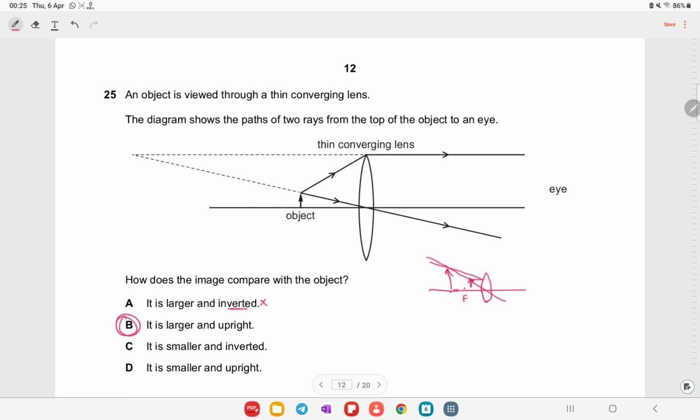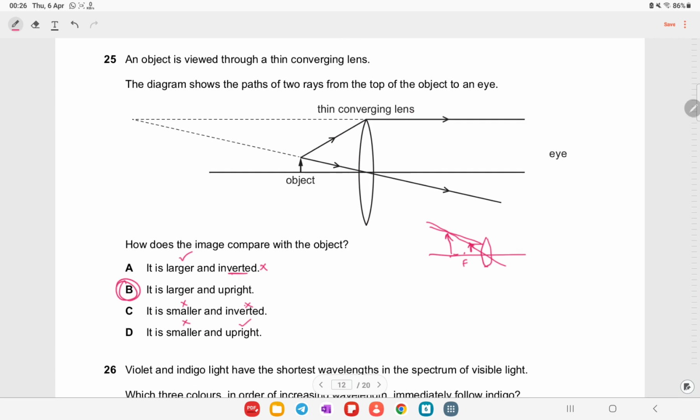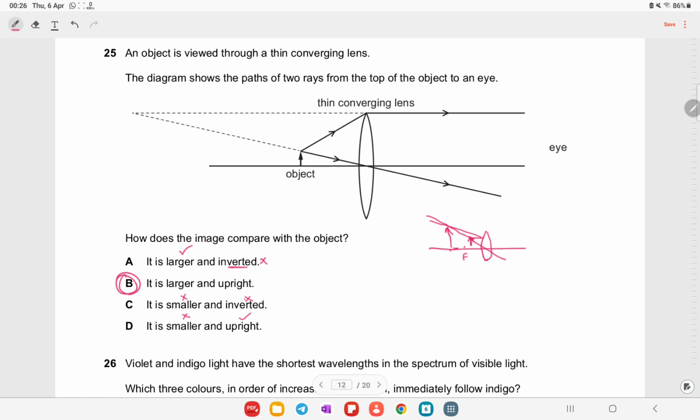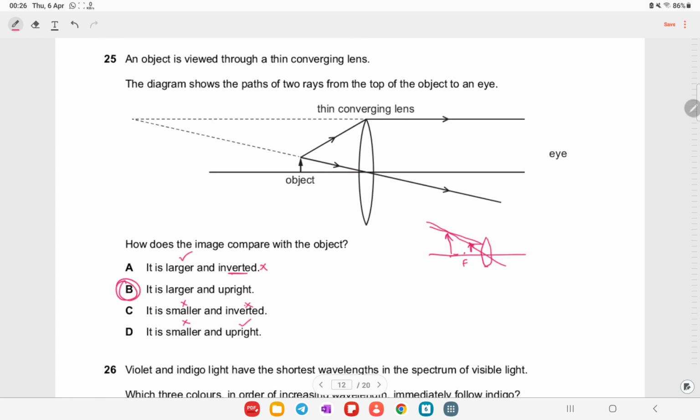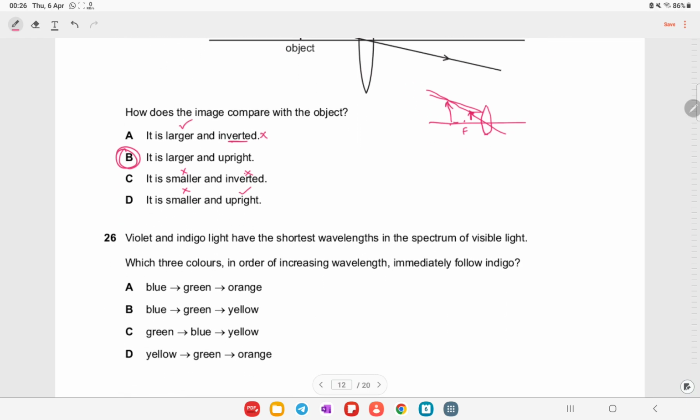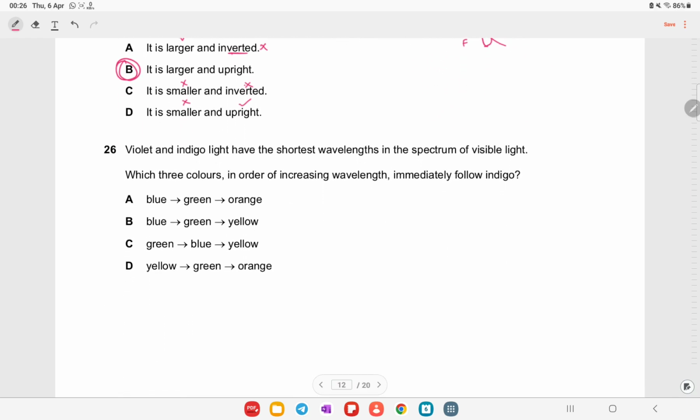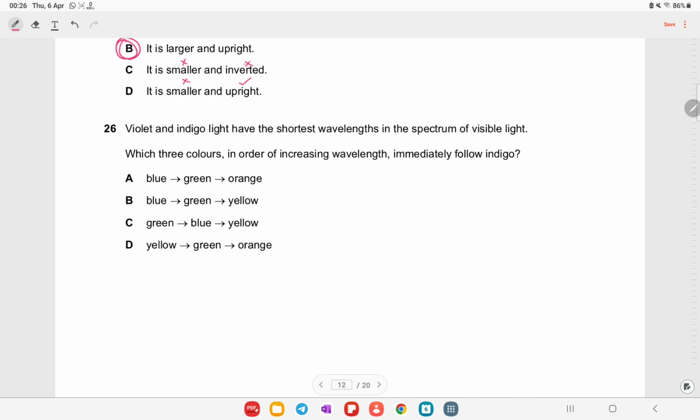It's not going to be inverted. This is wrong, this is true. It's not going to be smaller. It's upright and larger. This is a common sense thing. Whenever you are solving a question, after reading it, you definitely cancel two options, and after that you use your common sense and knowledge to find the right answer. This is what I did in question number 25. I've been doing this in all of those questions, and it might help you a lot.